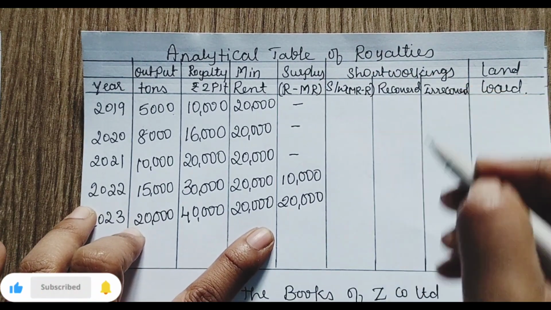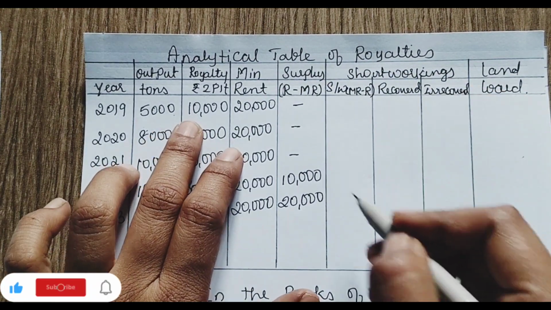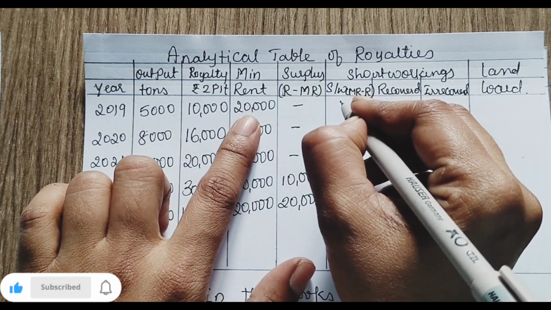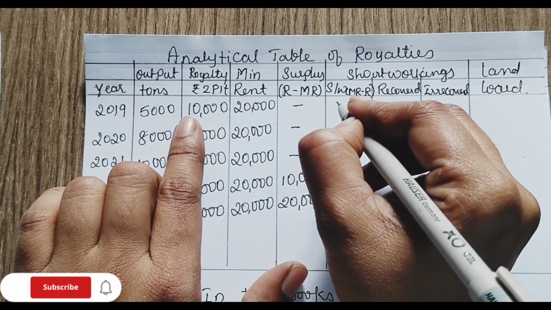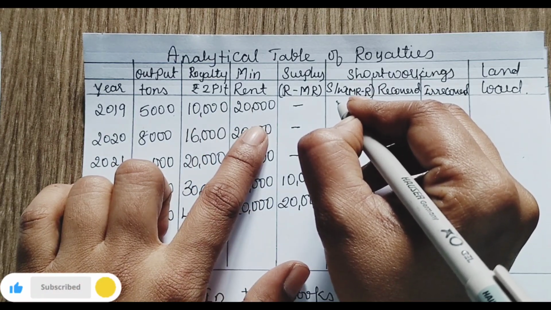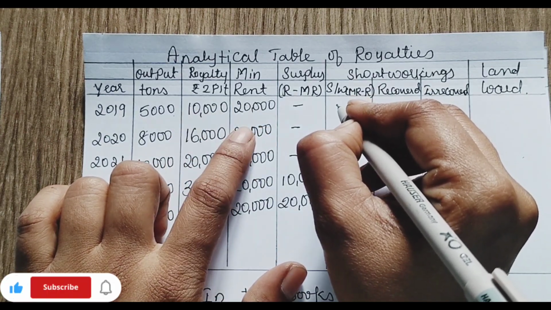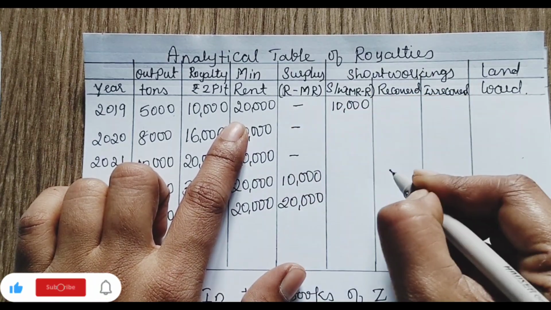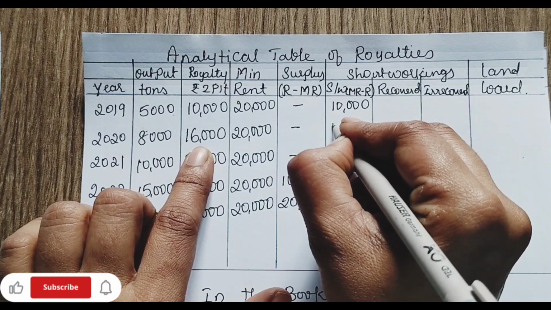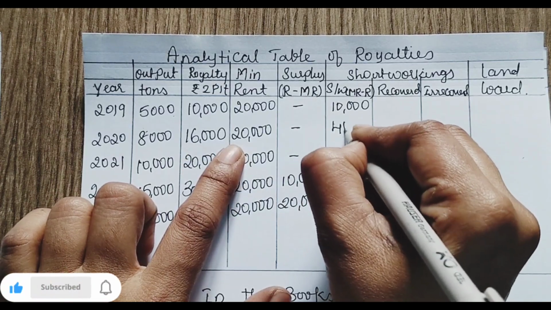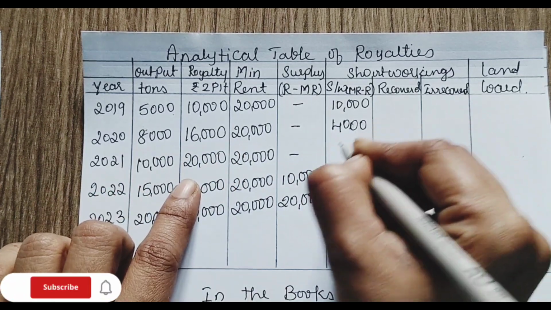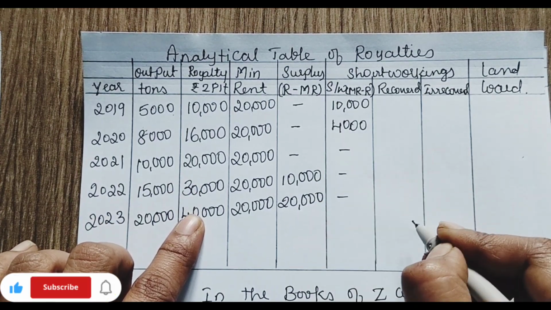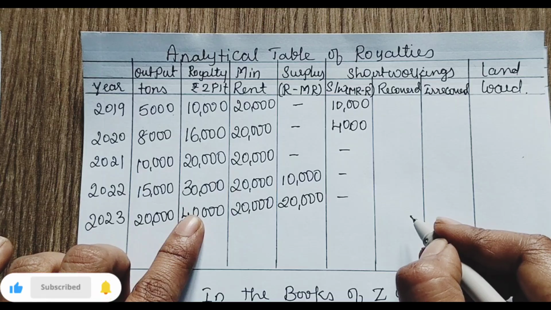Then short workings. Short working is minimum rent minus royalty. The minimum rent should be more than the royalty. When minimum rent is more than the royalty, it is called short working. First year short working you have 10,000. Second year short working you have 4,000. Third year there is no short working. Fourth year and fifth year we have surplus, so there is no short working.